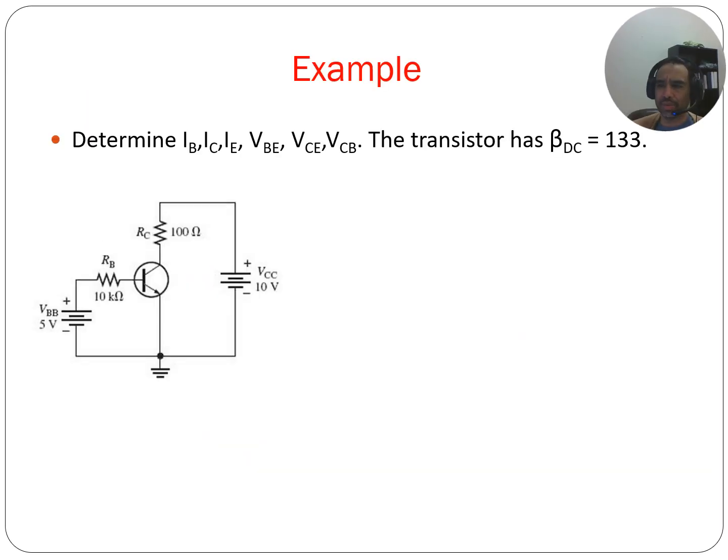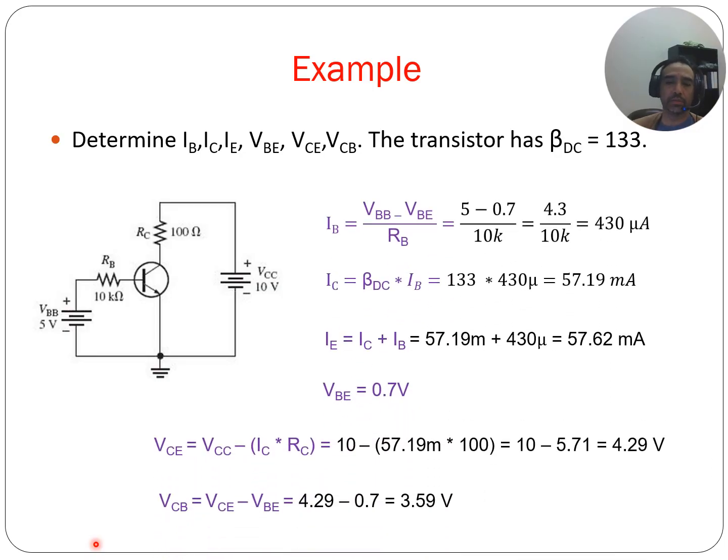Last slide already. All right, so here's an example. Determine the current to the base, collector, and emitter, right? IB, IC, IE. And then the voltage across base to emitter, collector to emitter, and collector to base. The transistor has a beta DC of 133. Fantastic. So we can use the formulas we know already.